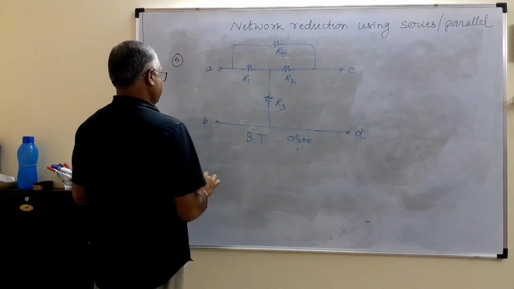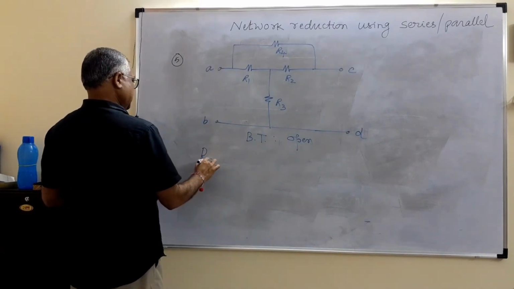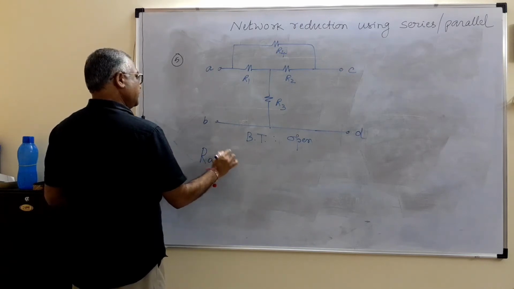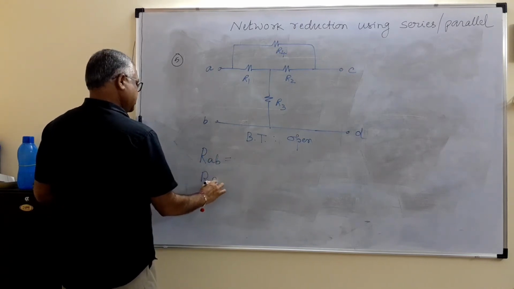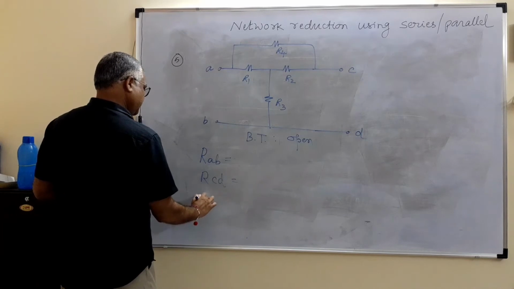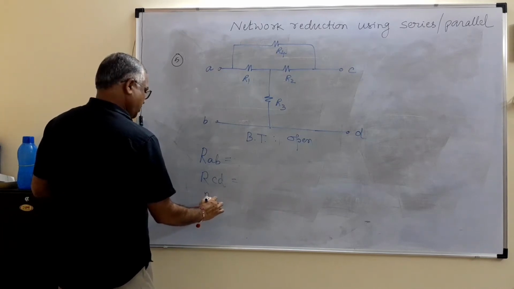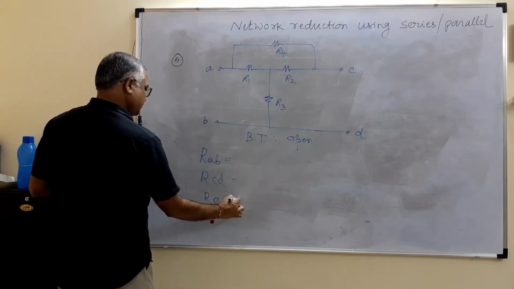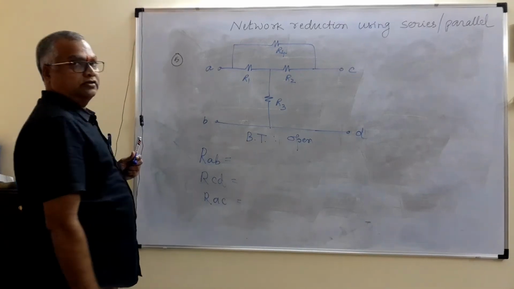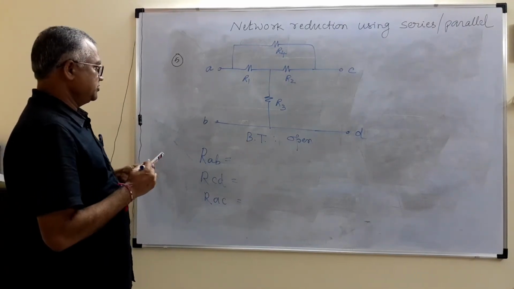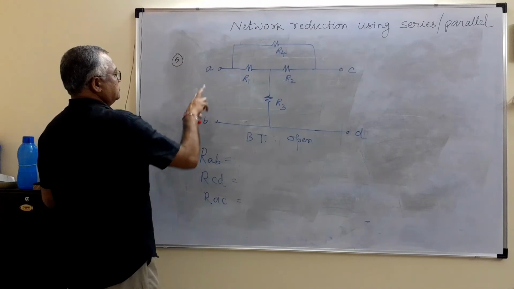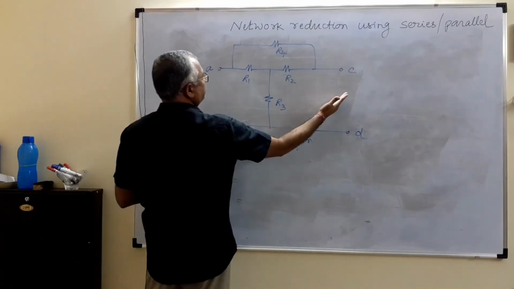So what are the possible questions? We can answer RAB, RCD, RAC. So we are slowly entering into thick forest. So what is RAB now when it is open?